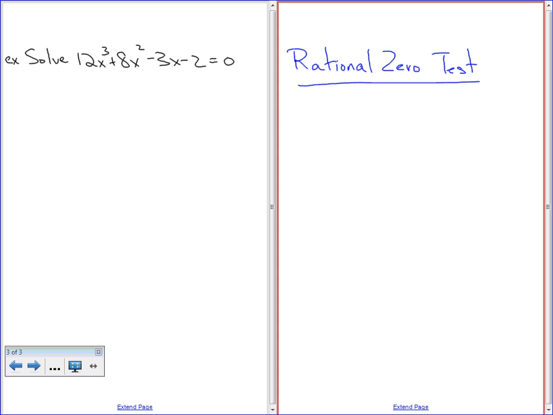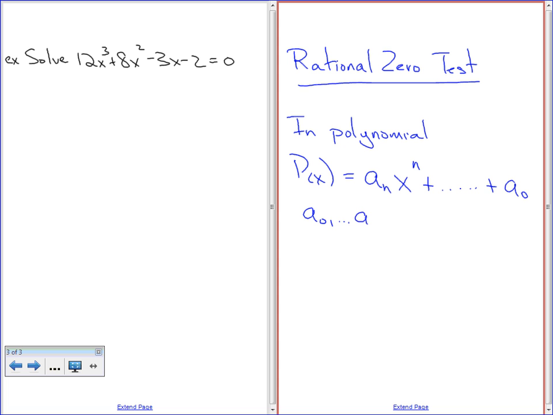Okay, so the rational zero test says in a polynomial, p of x, the leading term has the leading coefficient a_n times x to the n, and then it heads all the way down to the constant term. So that's just a polynomial in general, and these coefficients have to be integers to use the rational zero test, which just means they're positive and negative whole numbers.